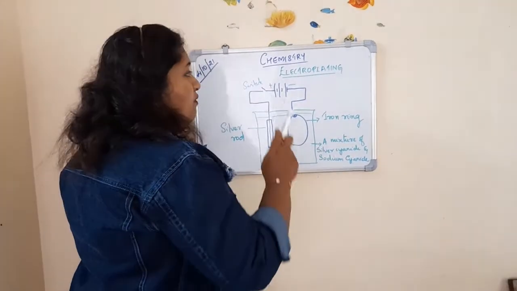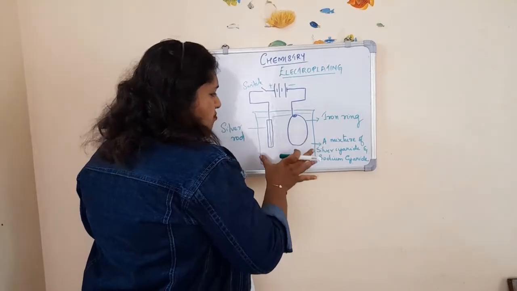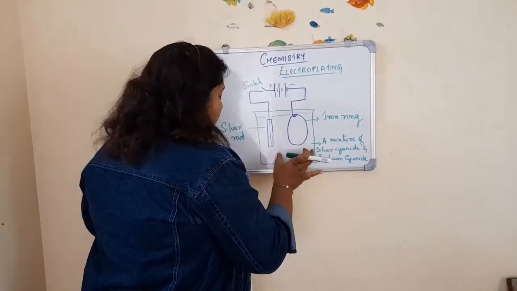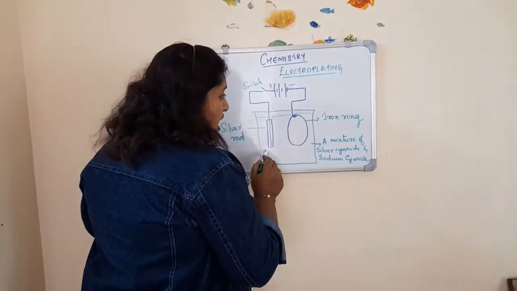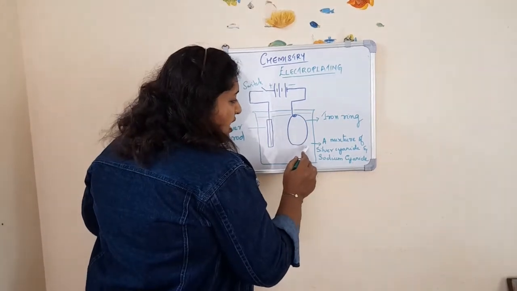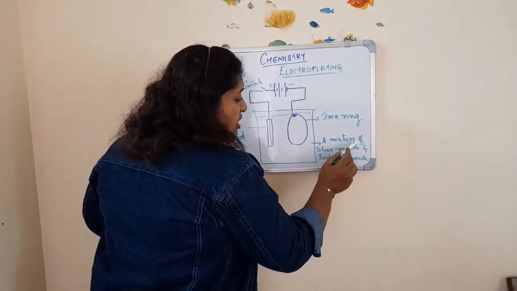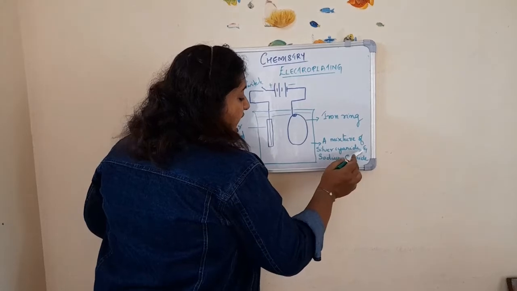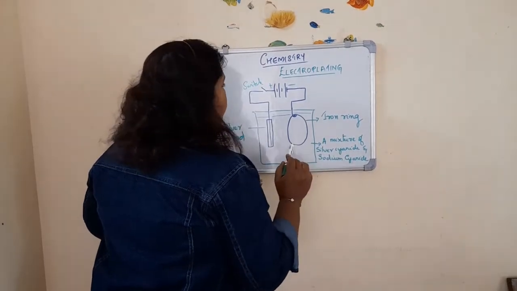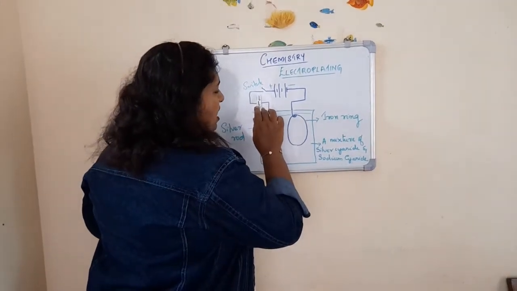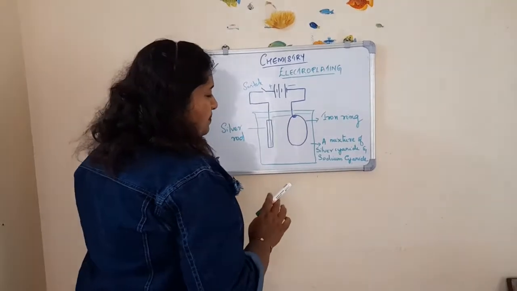Okay, so what is the arrangement here? I have taken a beaker, a silver rod, and an iron ring. The electrolyte is a mixture of silver cyanide and sodium cyanide. A switch connection is here and a battery connection also.